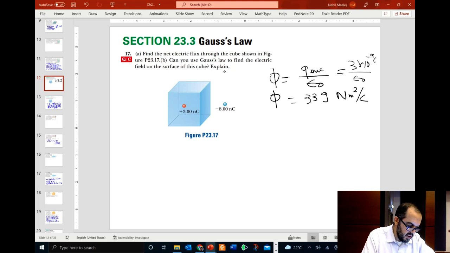The next question is, can you use Gauss's law to find the electric field on the surface of this cube? What do you think? We found the flux, but can you determine the electric field? How? Somebody said yes. You have to justify your answer if you choose an answer. Yes or no? No. Why?